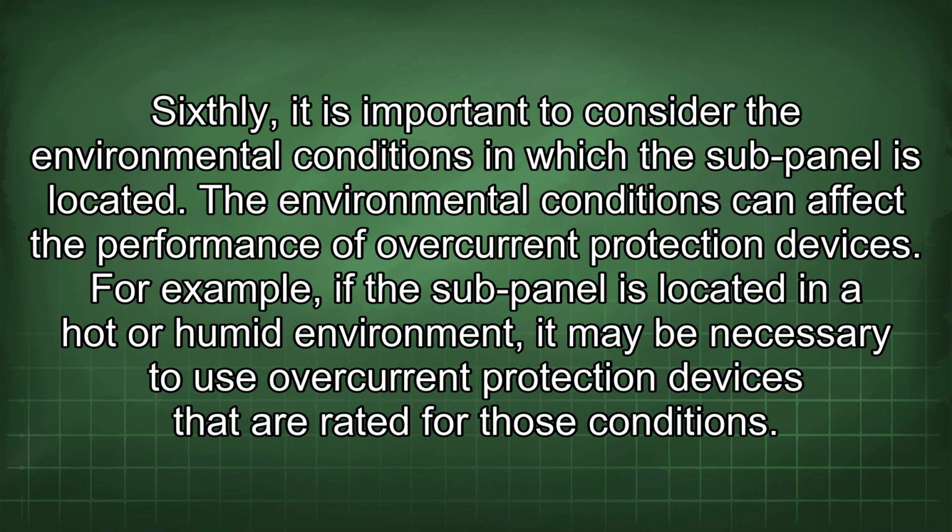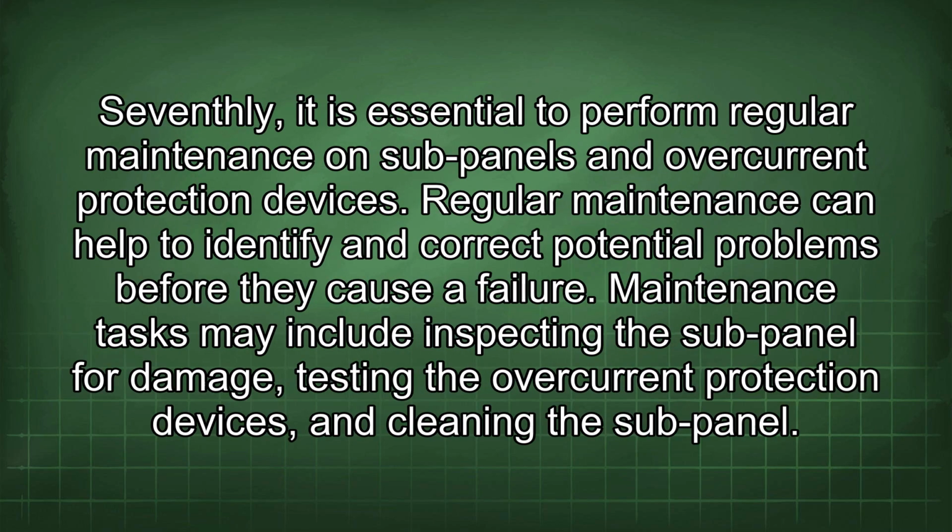Sixthly, it is important to consider the environmental conditions in which the subpanel is located. The environmental conditions can affect the performance of overcurrent protection devices. For example, if the subpanel is located in a hot or humid environment, it may be necessary to use overcurrent protection devices that are rated for those conditions. Seventhly, it is essential to perform regular maintenance on subpanels and overcurrent protection devices. Regular maintenance can help to identify and correct potential problems before they cause a failure. Maintenance tasks may include inspecting the subpanel for damage, testing the overcurrent protection devices, and cleaning the subpanel.